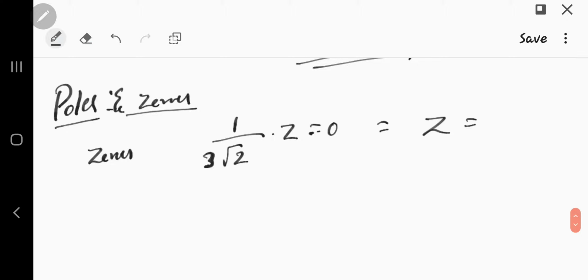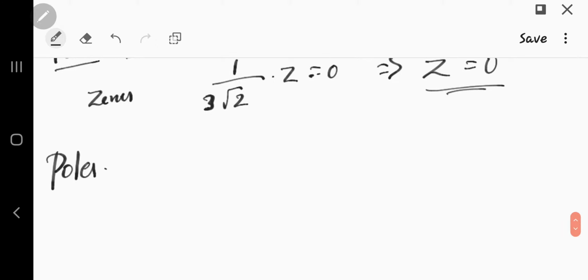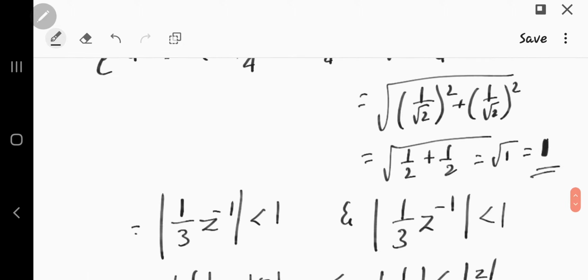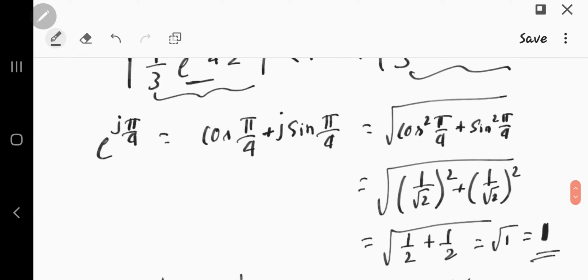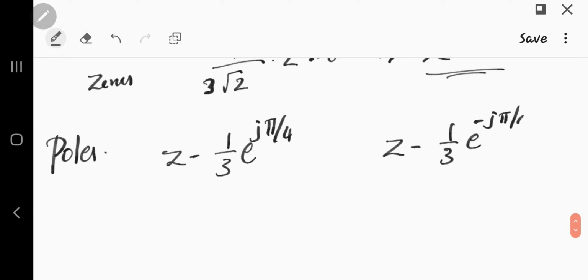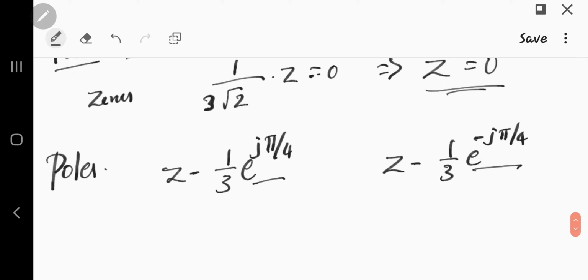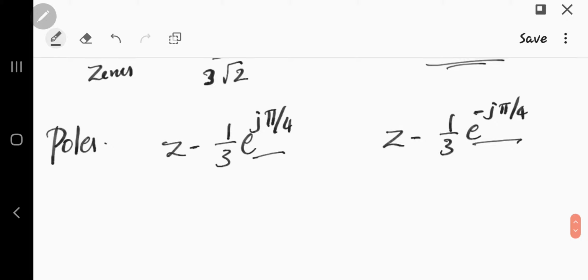So we have a zero at z is equal to 0. Now coming to poles, we have z minus 1 by 3 e to the power of j pi by 4 and z minus 1 by 3 e to the power of minus j pi by 4. If you look at these two terms, the magnitudes will be 1, but the angles are plus pi by 4 and minus pi by 4.